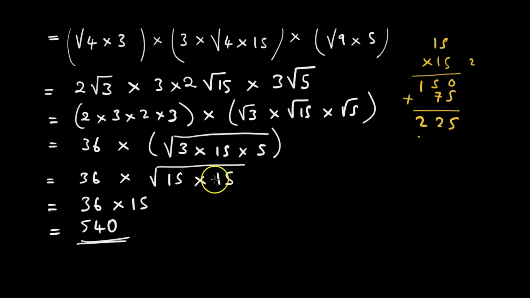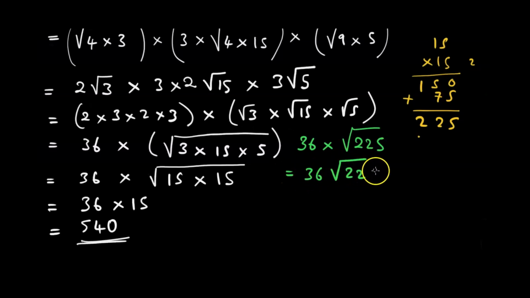So mistakes can happen here instead. We can start by saying 36 times the square root of 225. This is equal to 36 the square root of 225. But 225 is a perfect square, because 15 times 15 gives us 225. So it would just be 36 times 15, which gives us our final answer, 540.